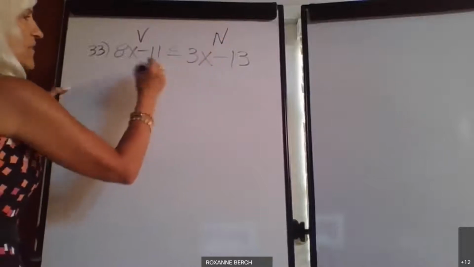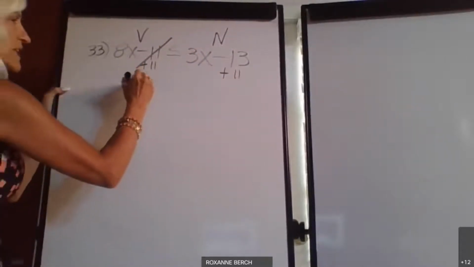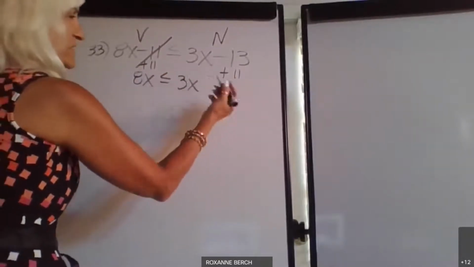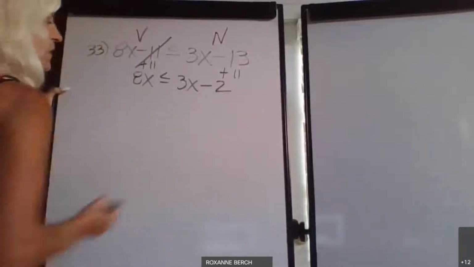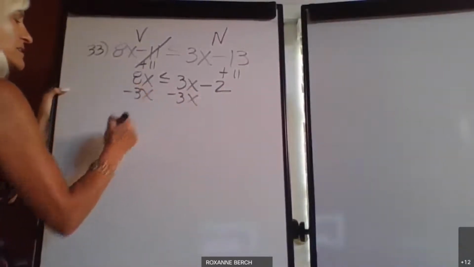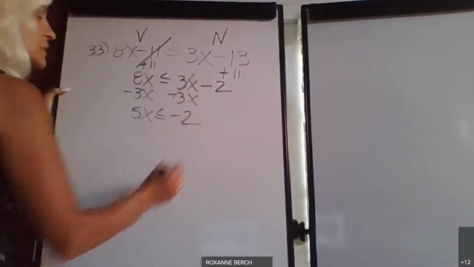So if the numbers go over there, I'm going to add 11 to both sides, which is 8x is less than or equal to 3x, and a negative and a positive depends, and that's -2. So now I'm going to subtract 3x from both sides. So that would be 5x is less than or equal to -2.